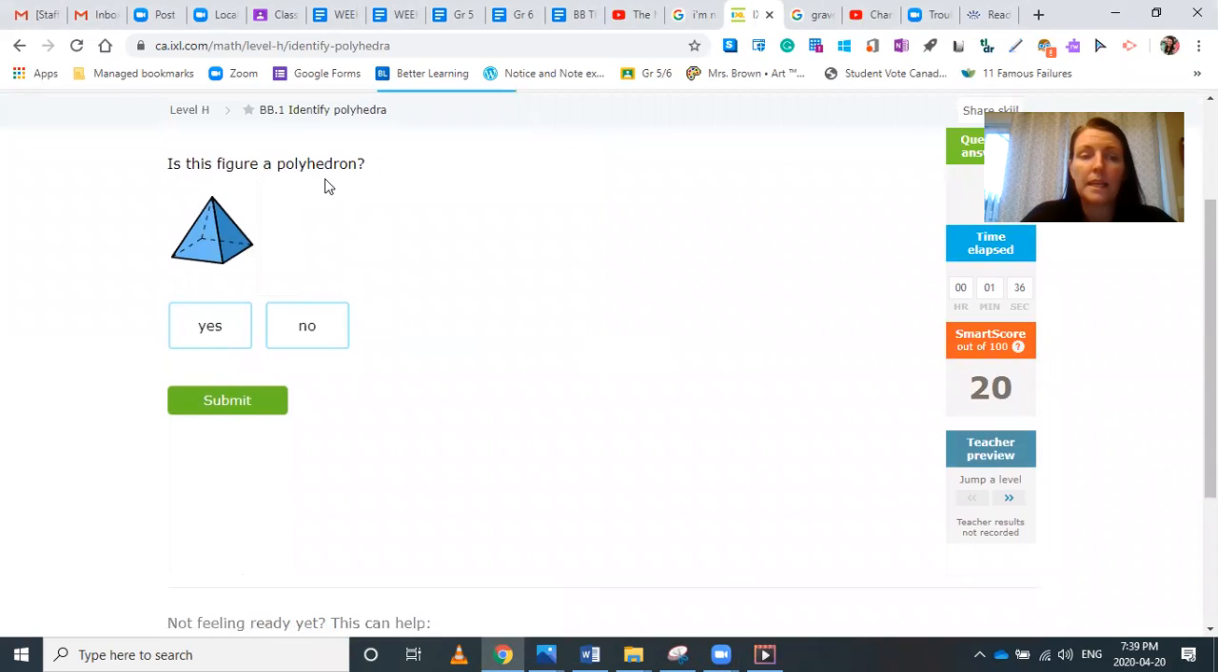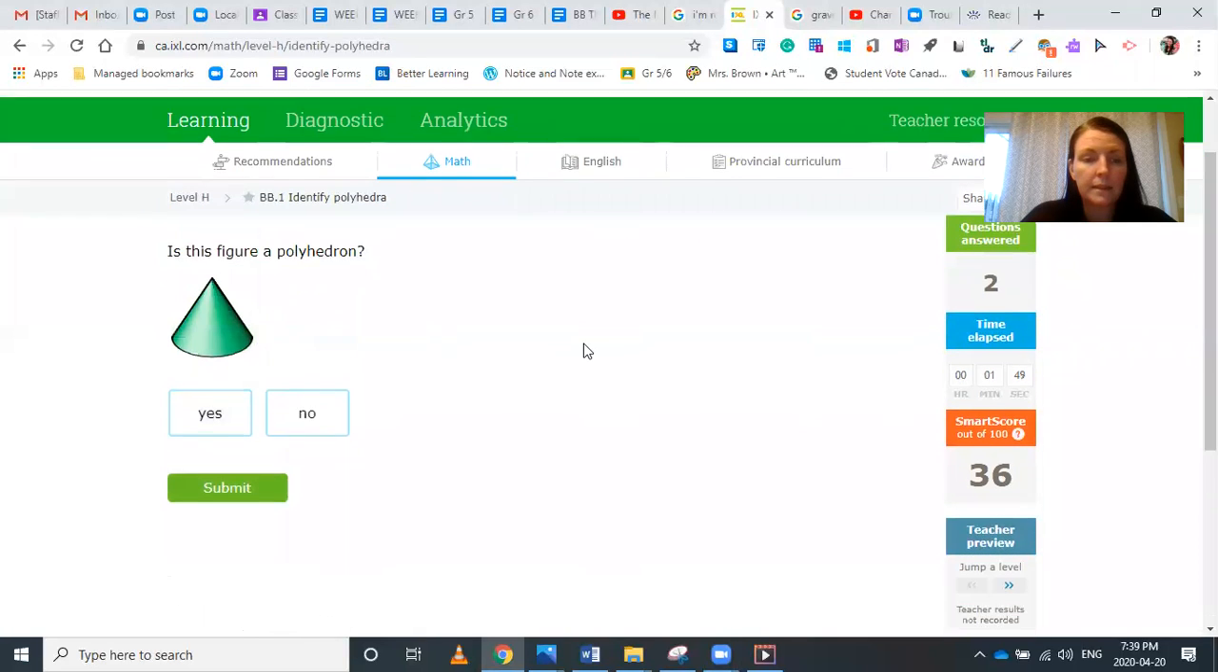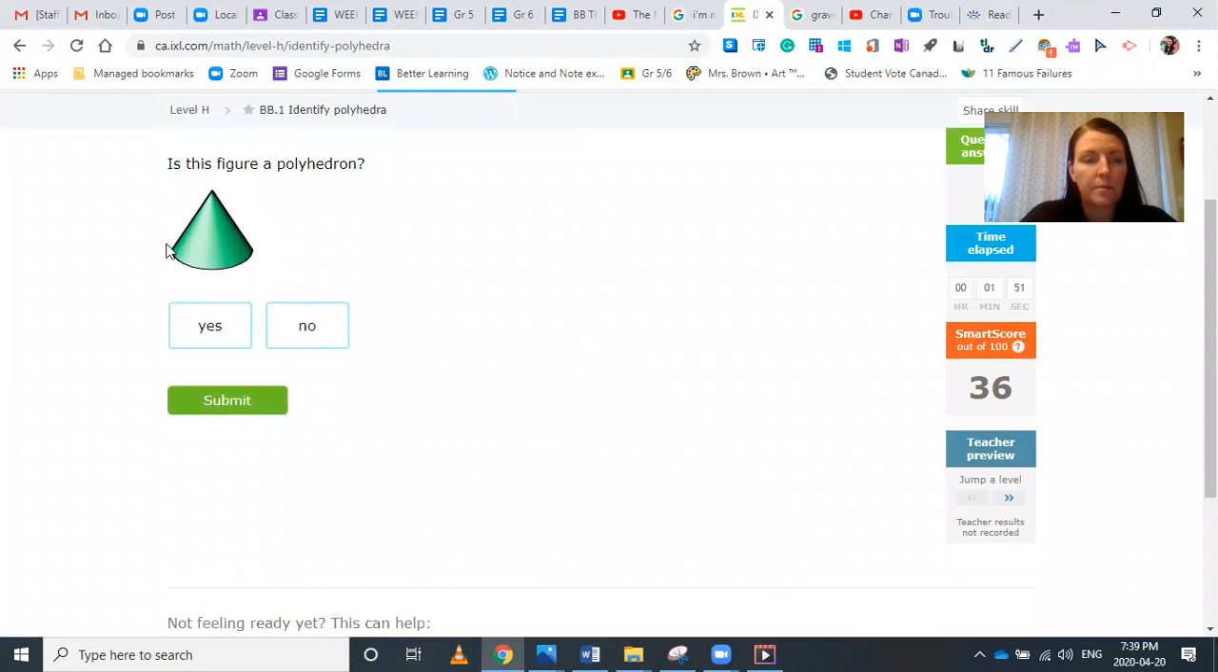Is this figure a polyhedron? Well, if I look at all the sides, they're all flat 2D shapes that are added together to make a 3D shape. So yes, this is a polyhedron. There are no curved sides. And this one, even though the bottom might be a circle, a flat shape, the top is curved, and obviously the circumference of the circle is curved. So that's not going to work. Polyhedron, no, it is not a polyhedron.